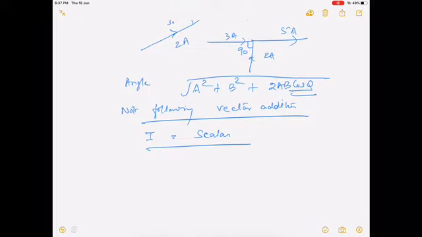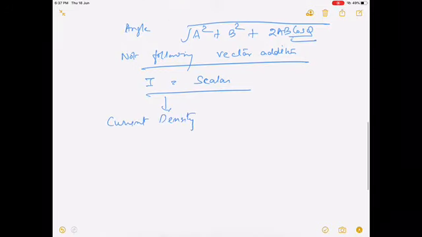Then if current I is considered to be a scalar quantity, there should be one more quantity which represents current only, which we may consider to be a vector form of current. So what is that quantity? That is current density. Children, current density is represented by the letter J with a vector sign on it.